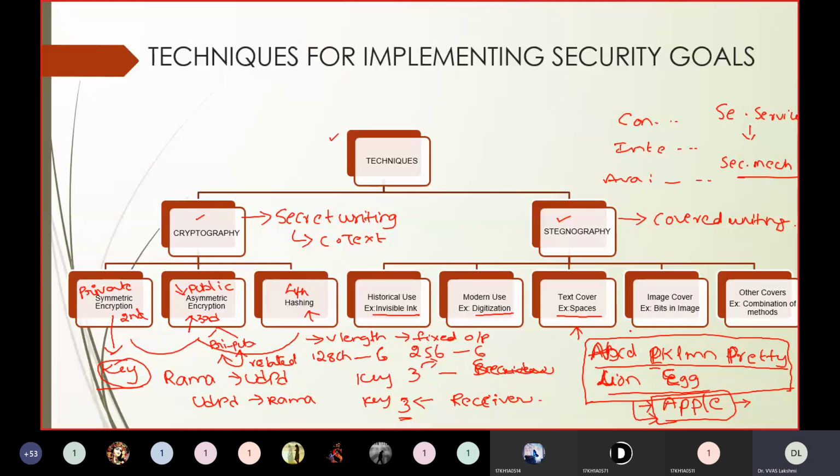Same way, image cover. Image cover means in an image the information is placed in so and so places. This technique is also used in one of the movies. What is that movie? Image cover technique is used in one of the movies.